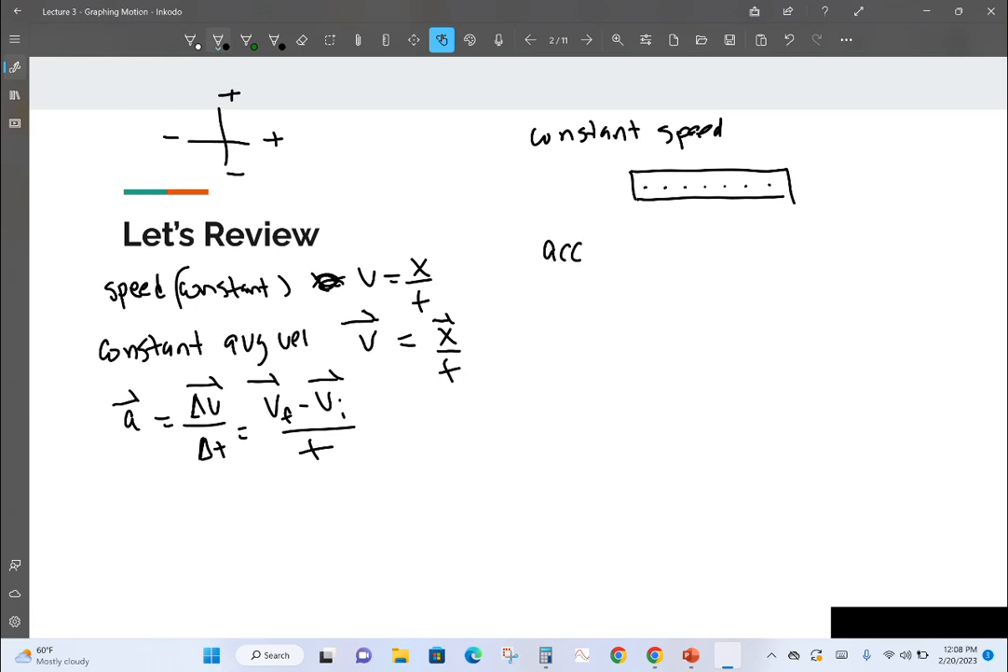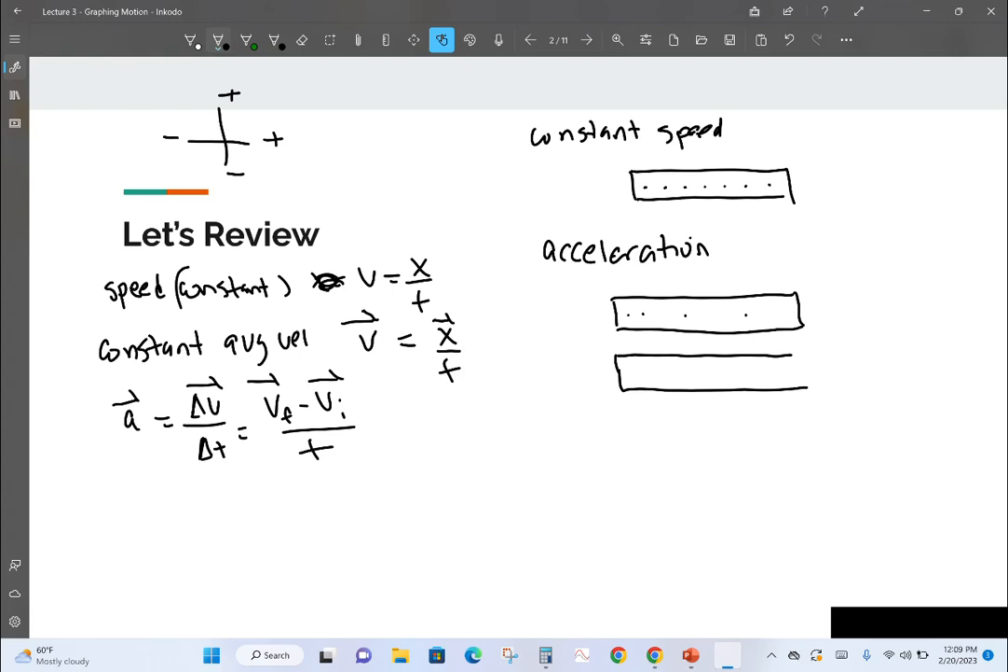And for acceleration, you would be speeding up to the right if your dots get further apart to the right, and you would be speeding up to the left if the dots get further apart to the left. So acceleration to the right and acceleration to the left.